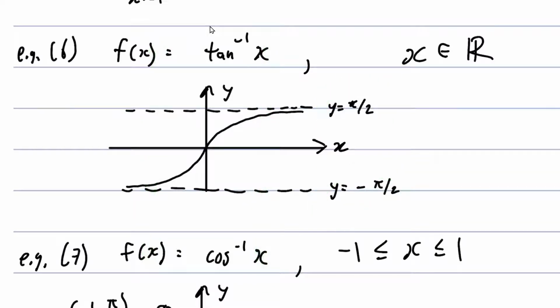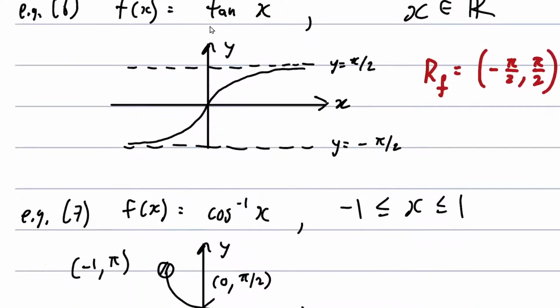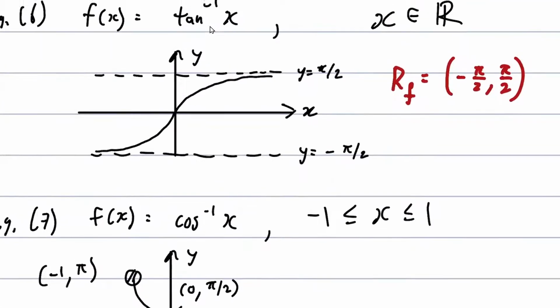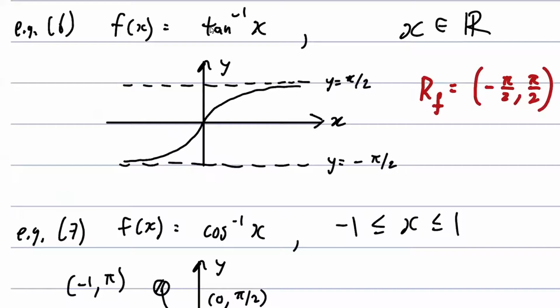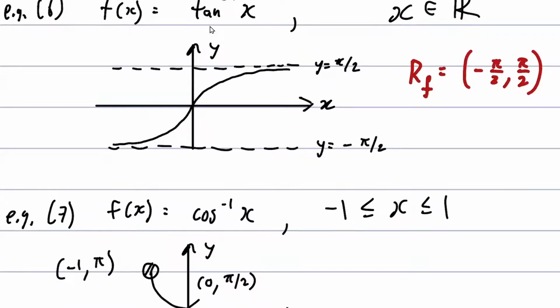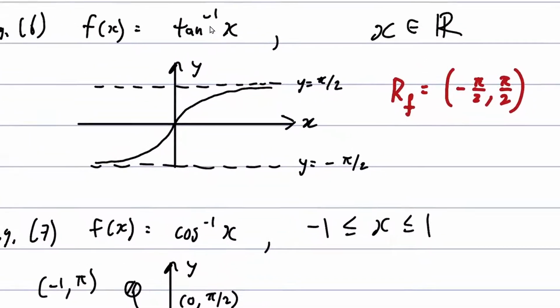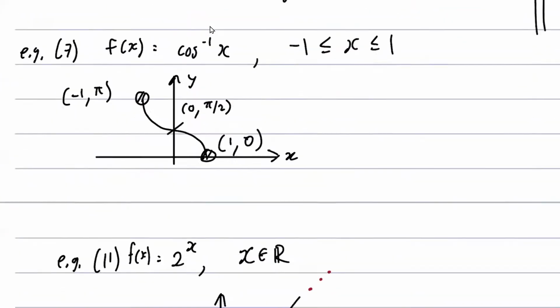So now what's the range? Round bracket -pi/2, pi/2, round bracket. Well done. Good. Next example. No questions, or I'll just move on. Sorry? You got it right. Then I'll just move on. Okay, sure. Just let me know if you want to stop.